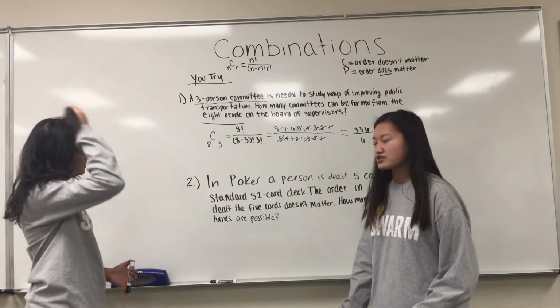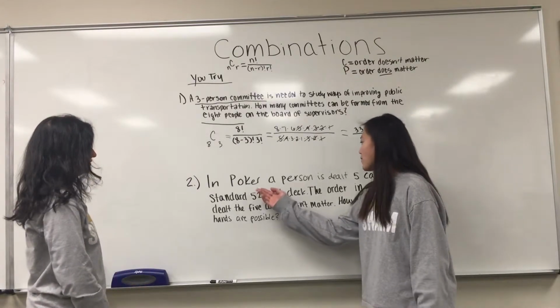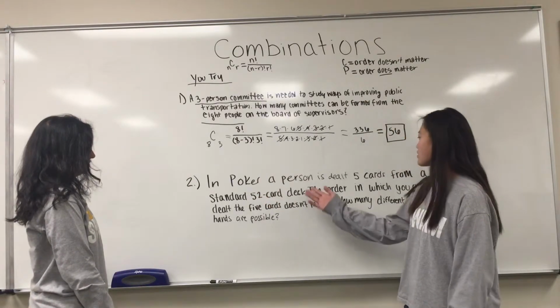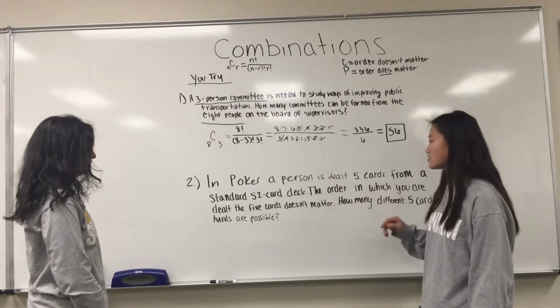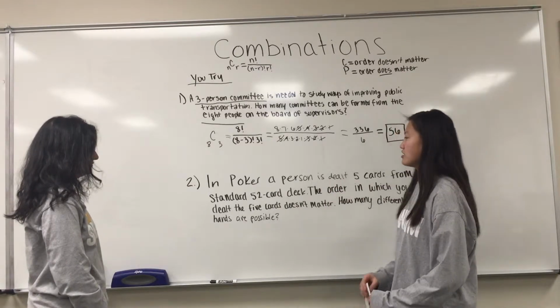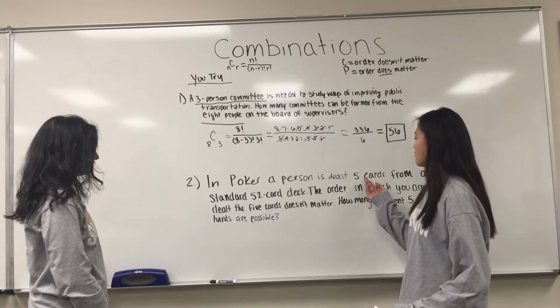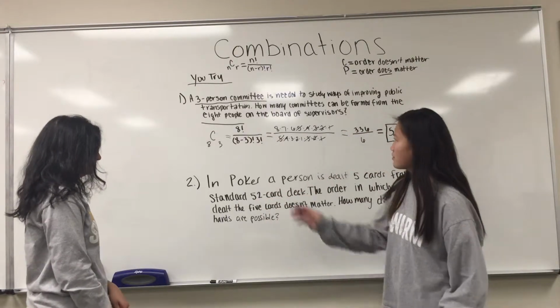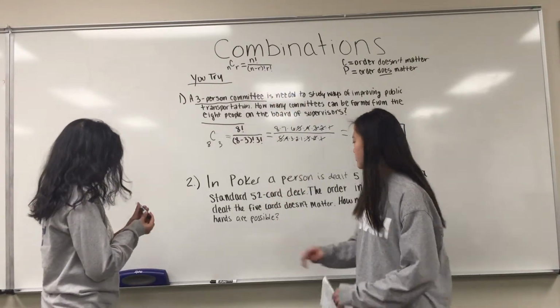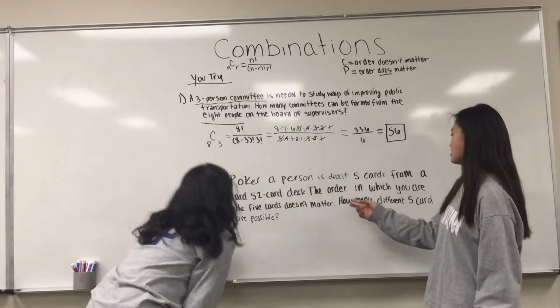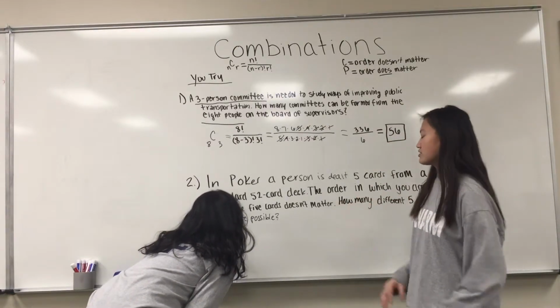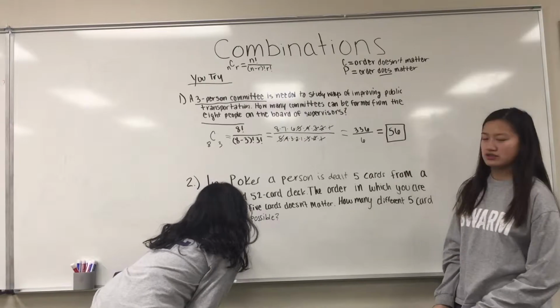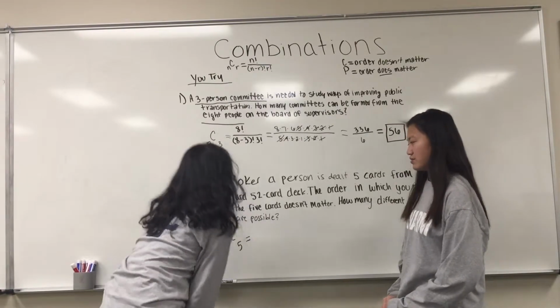In the next question, we have a poker game going on. In poker, you are dealt 5 cards from a standard 52 card deck. So we know we need 5 cards from 52 total cards, and we can put that into our equation. It says the order in which you are dealt the 5 cards doesn't matter, so that's how we know it's a combination rather than a permutation.